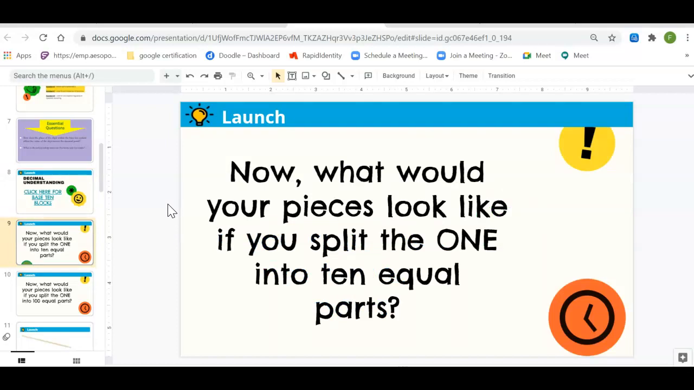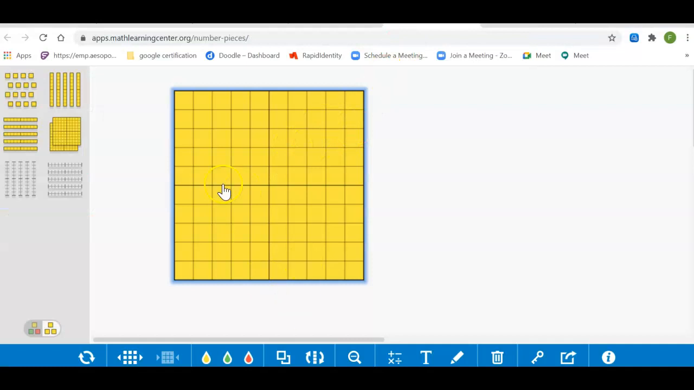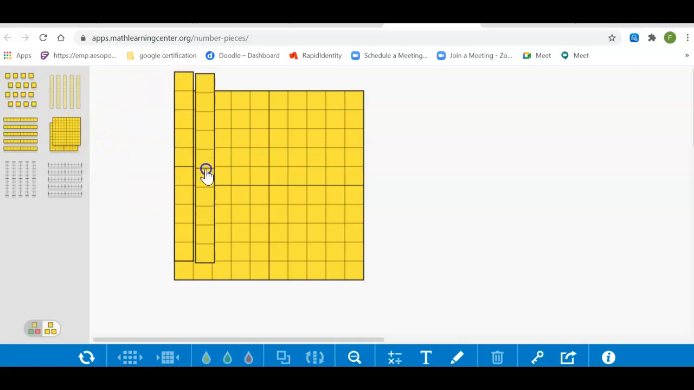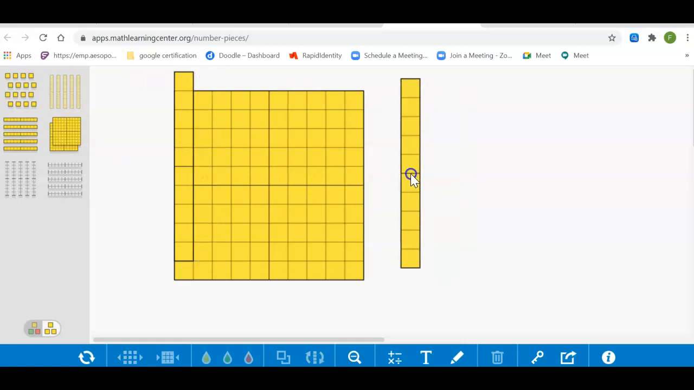Now, what would your pieces look like if you split that one whole, which is that flat, into 10 equal parts? We're going to use our number line to figure that out. If I wanted to split this up into 10 equal parts, what would it look like? You should choose the rods to break it up into 10 equal parts. So I'll take it over here.